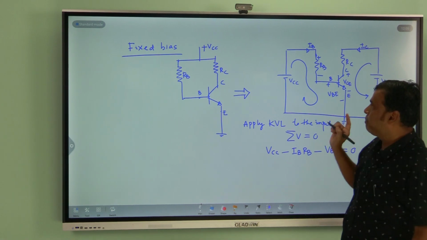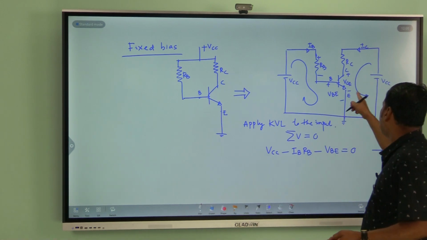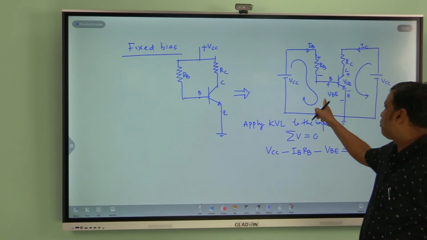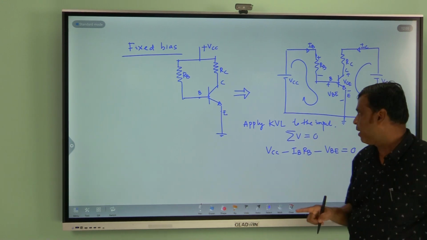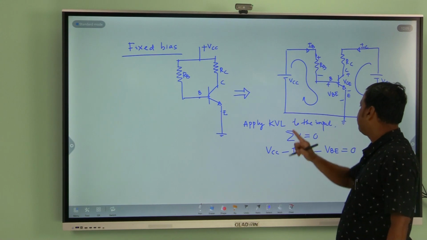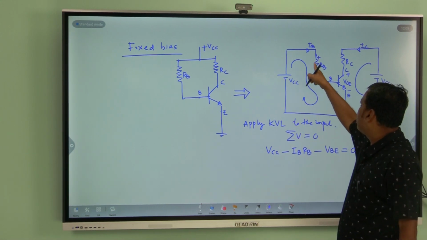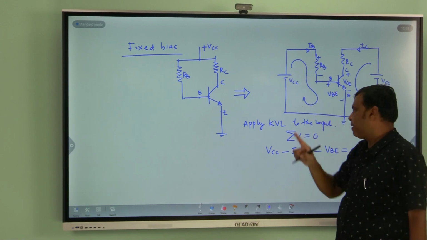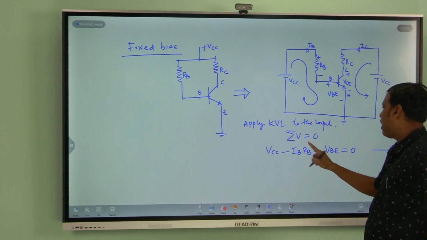In this fixed bias scheme, or any biasing method, there are 2 loops, one is your input loop, another is your output loop. Apply KVL to the input loop, you will get the input equation. From this input equation, find the input current, that is your base current IB. So, from this equation I will calculate the value of IB.